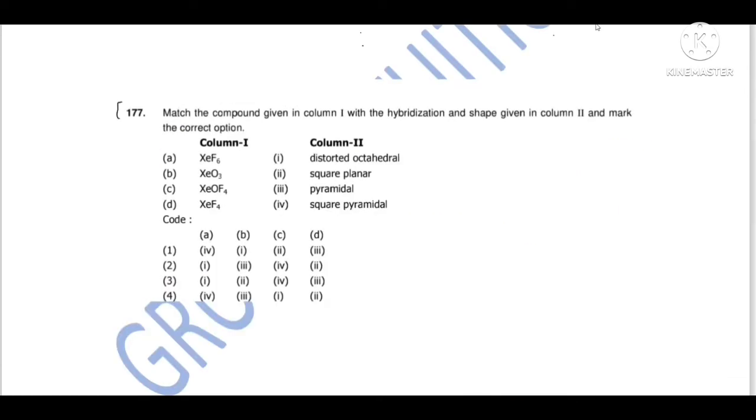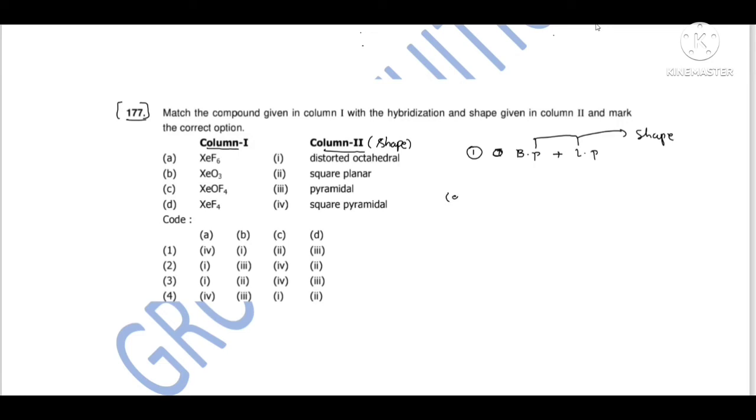Now let us see the 117th one. Here column 1 gives the compounds. In column 2 their shapes are given. You have to match column 1 with column 2. In this type of questions, firstly calculate the number of bond pairs and lone pairs. By knowing the number of bond pairs and lone pairs, you may easily conclude the shape of that compound.